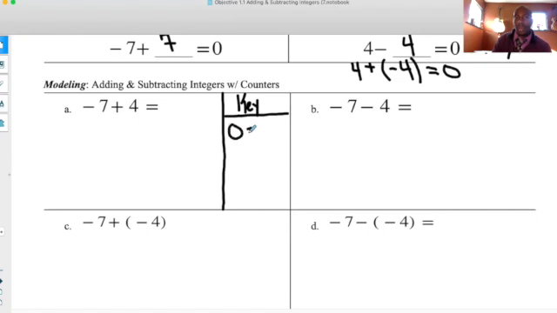Let's say, for example, I give you an open circle. An open circle represents positive numbers. If I only have one there, that'll be one positive number. If I put two open circles, that's two positive numbers.